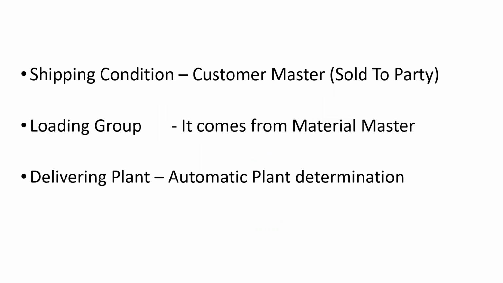So we have to highlight all these three things during the interview, that the shipping point determination is shipping condition plus loading group plus delivering plant, where shipping condition comes from customer master, sold to party. The loading group comes from the material master of the material. And delivery plant comes from the automatic plant determination. That's how we have to answer.